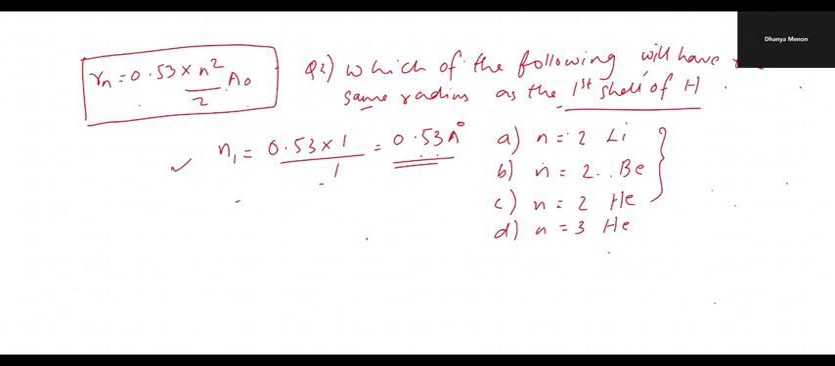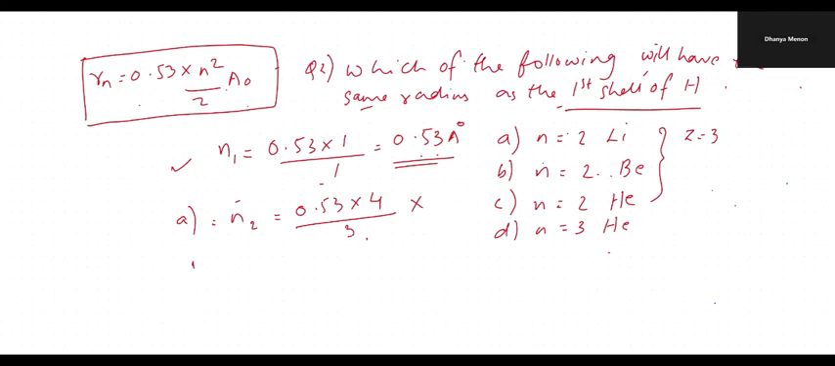Okay, so the first one is lithium. Lithium, the second shell, right? 0.53 times N value, which is 2 times 2, 4, divided by the atomic number of lithium, which is 3. So this doesn't give this value, right?